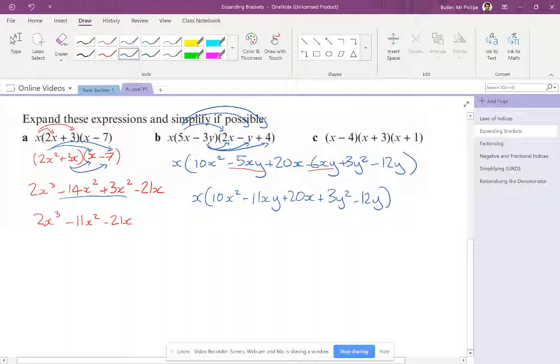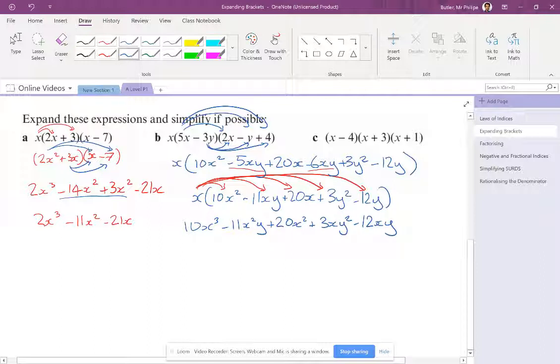Be careful not to forget any of your terms as you go. And then it's just a single bracket now that you're expanding. You're adding an extra coefficient, an extra x variable to each of your terms. So we end up with a final answer of 10x cubed minus 11x squared y plus 20x squared plus 3xy squared minus 12xy.